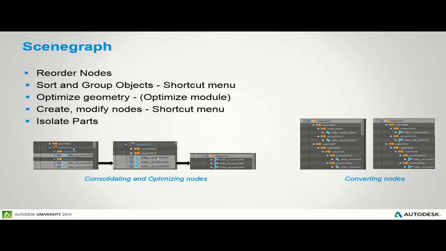Then you can also create and modify nodes. You can create groups. You can just move them. You can modify all those nodes. You can also isolate parts from the Scenegraph. Sometimes it's important because if you're working on a complex scene with complex and overlapping geometry, and you want to work on an inner part of some object, you can look for those inner parts in the Scenegraph, drag and drop them on the render window, and it will just isolate those parts.